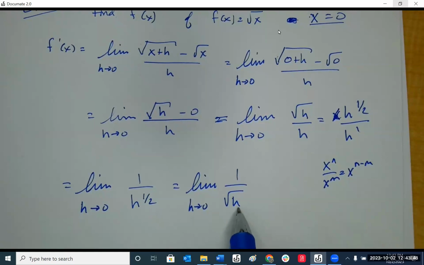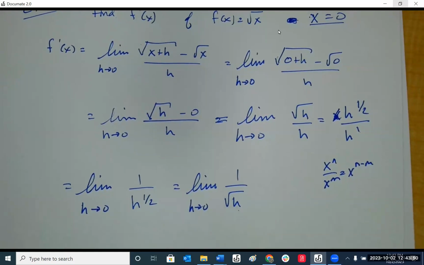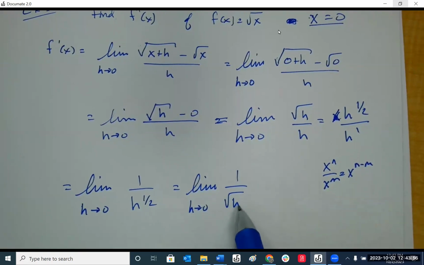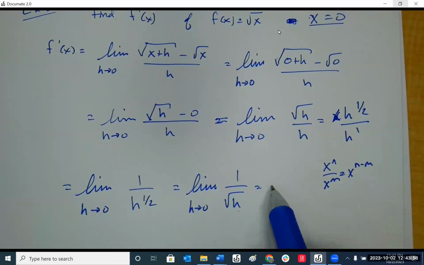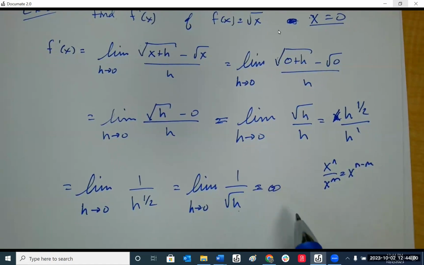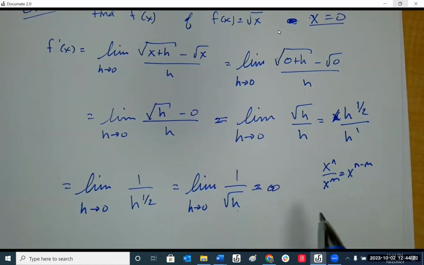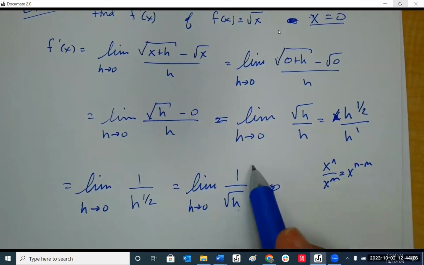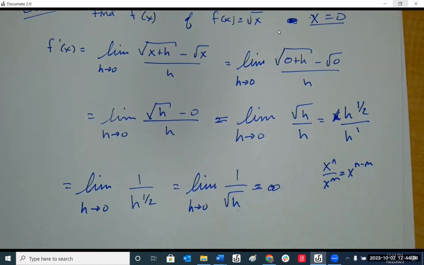As h goes to 0, what happens here? It goes to infinity. Because remember, you can't have 0 on the bottom. If 1 over 0, 0 goes into 1 an infinite number of times. So it's undefined. It's undefined, but it's infinity. So that's what we're looking for here.